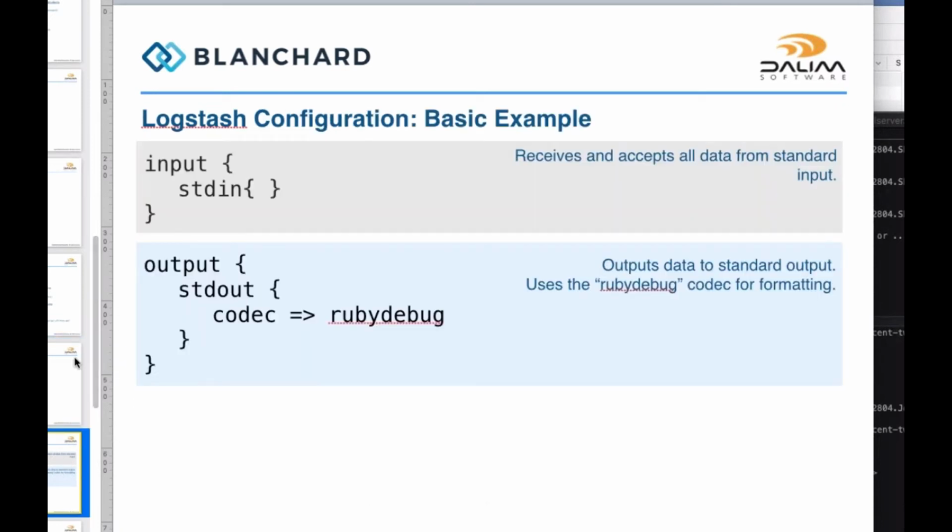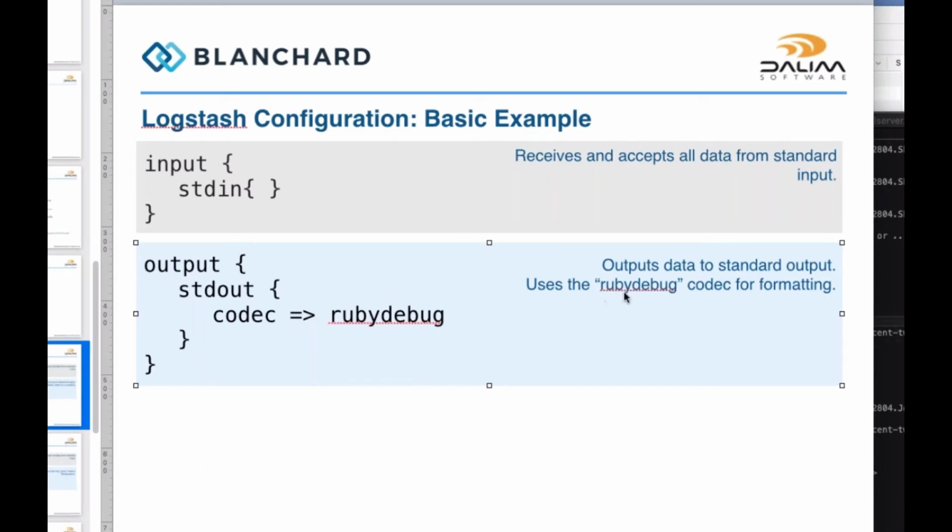So the LogStash config we're talking about there, we've got our different sections, input. In this case, the most simple config you could do, we have input just being pulled in from standard in. We're not doing anything special with it. It just receives and accepts all data from standard in. And then we have output here, outputting directly to standard out using a codec called Ruby debug to make the information display a little prettier.